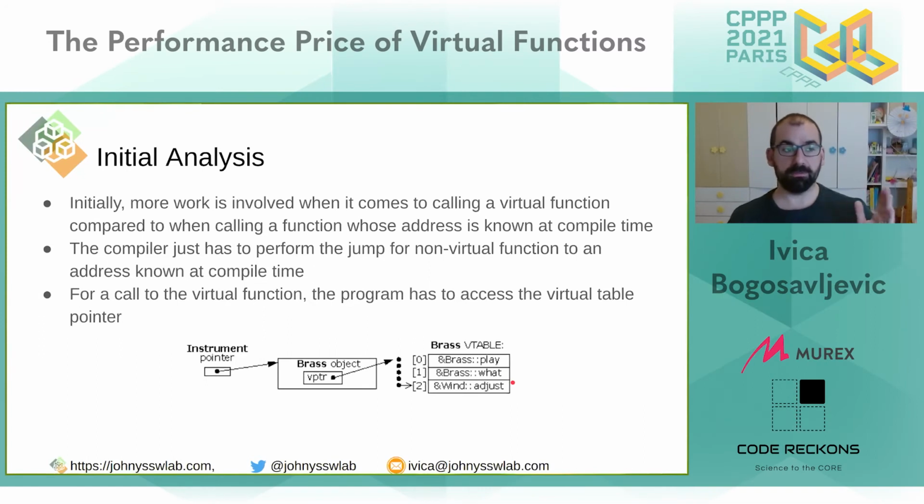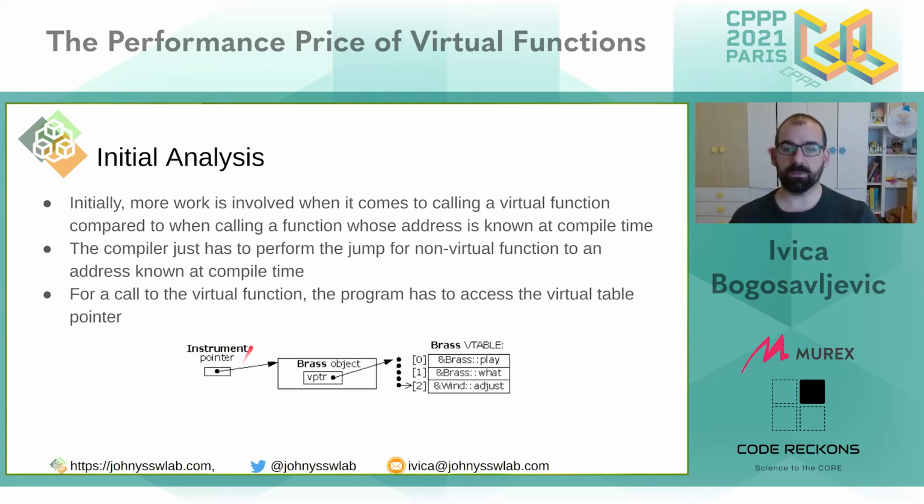When we are dealing with non-virtual functions, the function address is known at compile time. So it's really simple to call. The compiler just needs to emit a jump instruction or call instruction to the address. Now, when it comes to virtual functions, as you have seen, it's more involved. So it's more expensive, and that's clear. Just the implementation is more complicated.